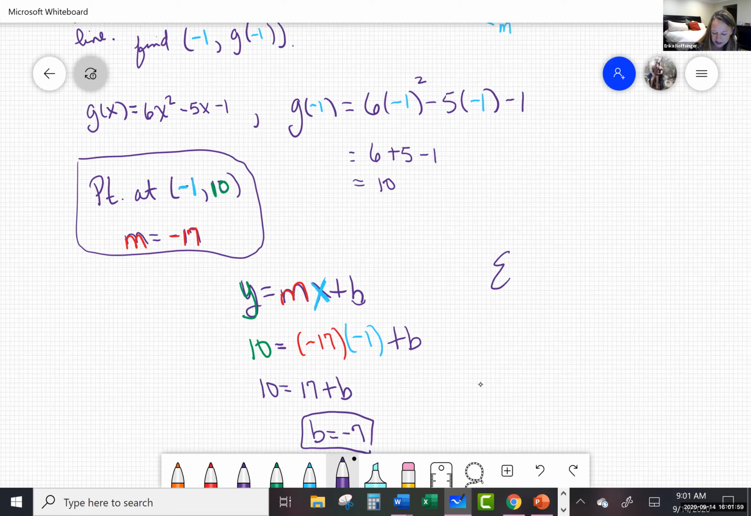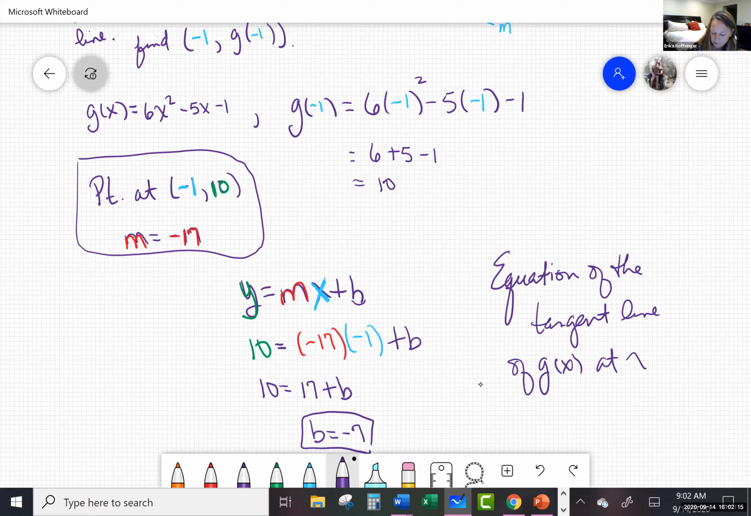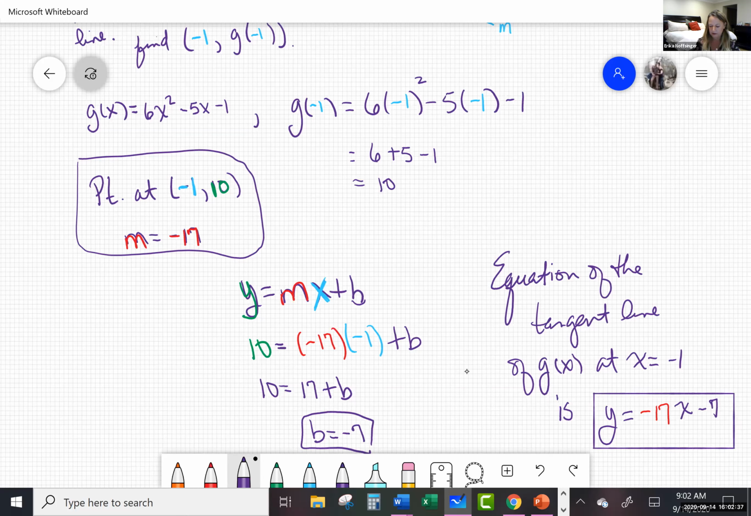So the equation of the tangent line of g of x at x equals -1 is y equals our slope, which is -17, times x plus b, which we just found to be -7. So -17x minus 7.